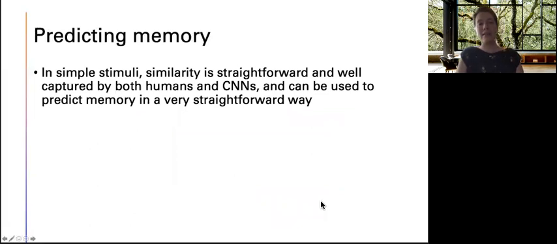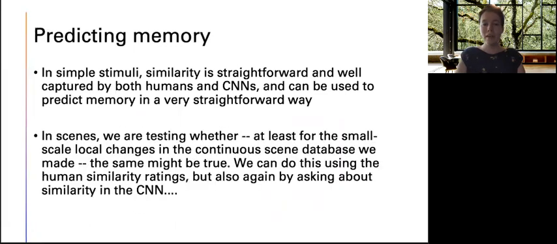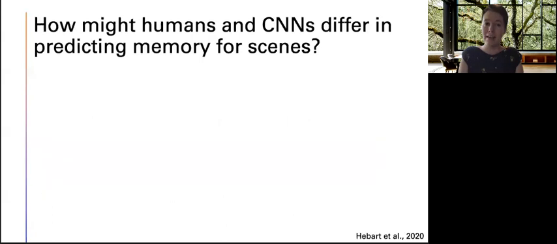So we've seen that in simple stimuli, similarity is straightforward and well captured by both humans and CNNs, and can be used to predict memory in a very straightforward way. Now in scenes, we are testing whether, at least for the small scale local changes in this new database we made, the same might be true. We can do this by looking at human similarity ratings and also by asking again about the similarity in the CNN. How might humans and CNNs differ in predicting memory for scenes?